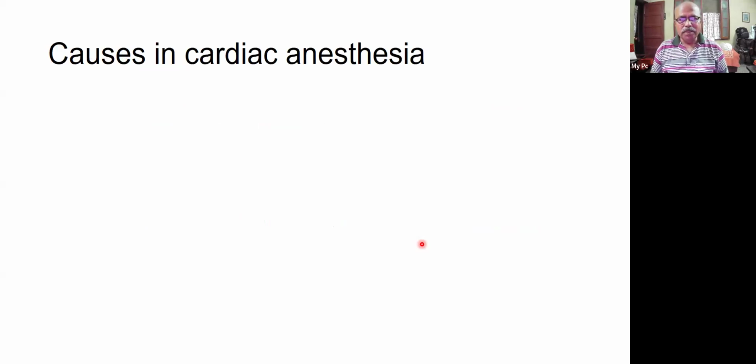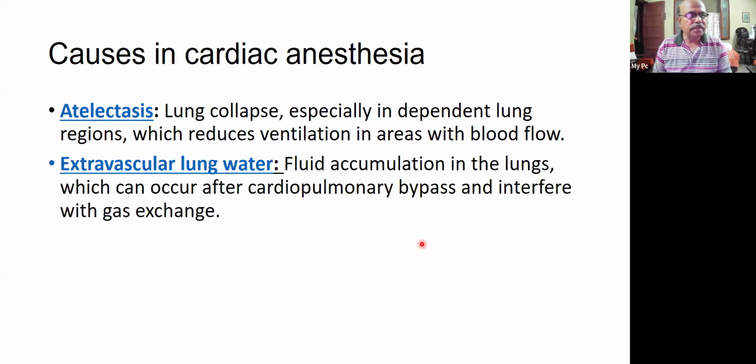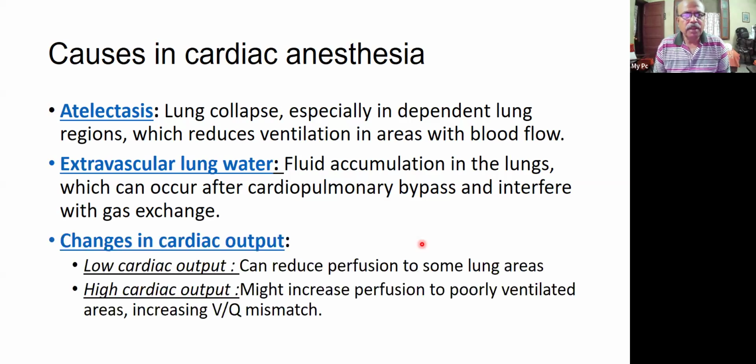Now, what are the causes of this VQ mismatch in cardiac anesthesia especially? Not much, because still there is atelectasis because of lung collapse, especially in the dependent lung, which reduces the ventilation in areas with blood flow. There is extravascular lung water. The fluid accumulation occurs in the lungs and can occur after the cardiopulmonary bypass and interfere with the gas exchange.